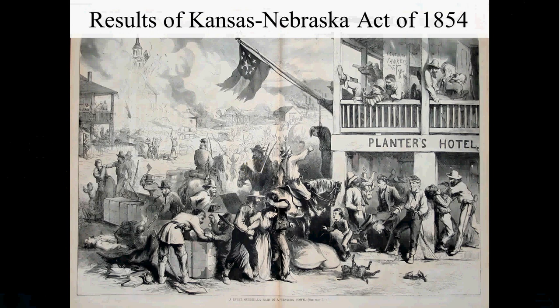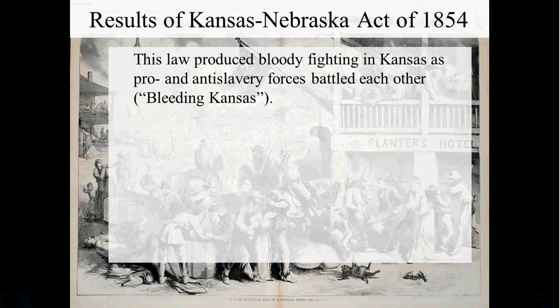The results of this act, as you can see, is violence, lots of violence. I mean, you see violent things. That guy's getting shot. It says death to Yankees. Oh, you see what's coming. That guy's holding a baby upside down. Don't know. This dog is hopefully playing dead. Anyway, very violent. Produces bloody fighting in Kansas between pro and anti-slavery forces. This was called Bleeding Kansas, and really is kind of the first outbreak of the Civil War.